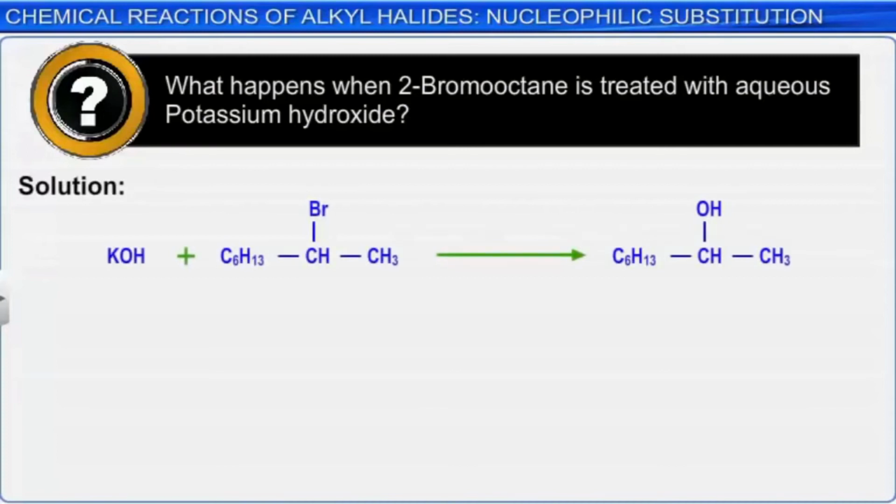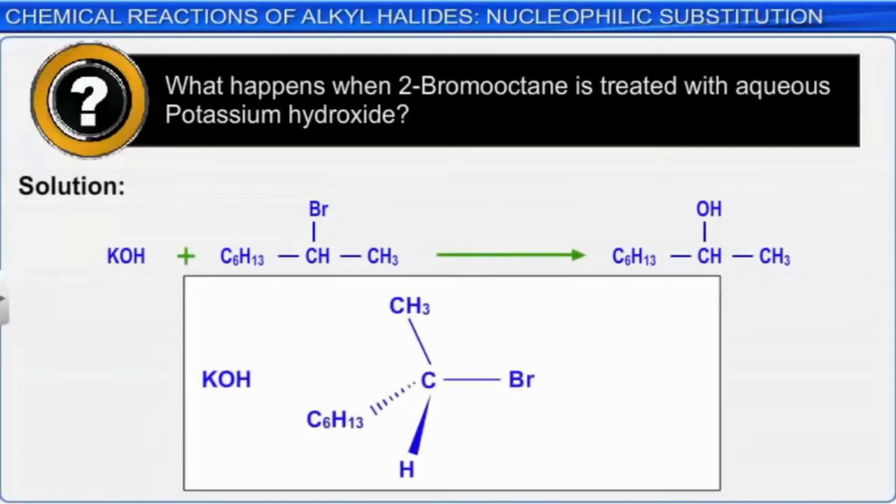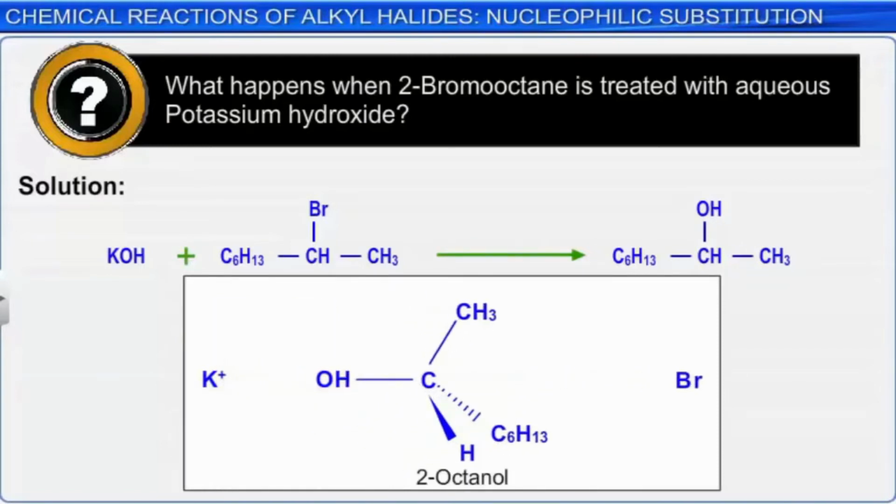Start by writing out the reactants. The hydroxide ion is the nucleophile. See how it approaches the carbon atom from behind. Notice the inversion of configuration as the hydroxide ion pushes the bromide ion out to make 2-octanol.